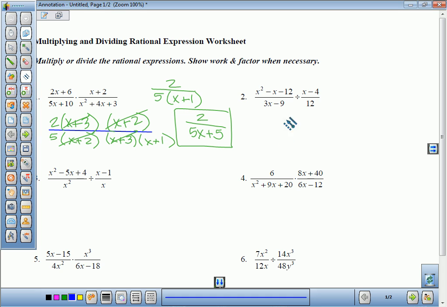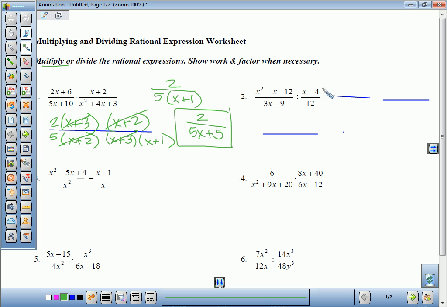All right, next one. Ms. Wilbur, I have a question. Yes, sir. If you just put it as 2 over 5 and then didn't change it to 5x plus 5, would it be wrong? It depends on what the directions say. If the directions say to multiply, then you would want to go ahead and multiply that out.